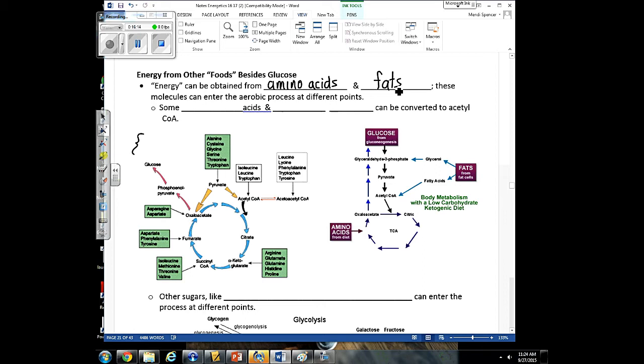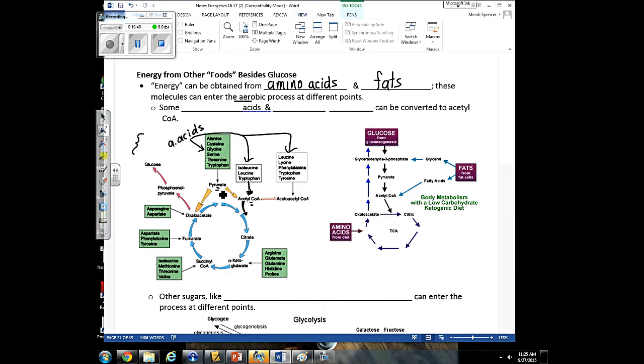And these different molecules can enter these aerobic processes at different points. Now, you might not be too familiar with names of amino acids yet, and you'll become more familiar with them when we get into protein synthesis. But these right here are amino acids. So if you want to indicate those are amino acids, and so are those, and so are those. And it's simply showing you that these amino acids can be converted into some of these intermediates, like acetyl coenzyme A or pyruvate. And again, these molecules are important molecules in respiration.